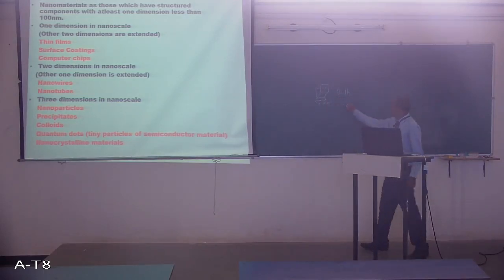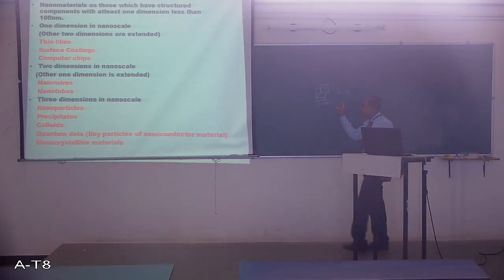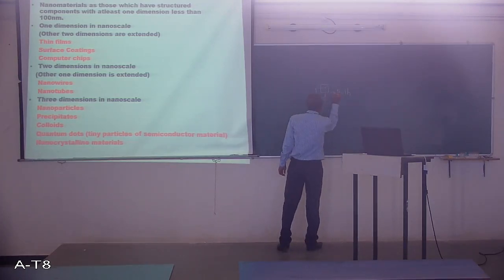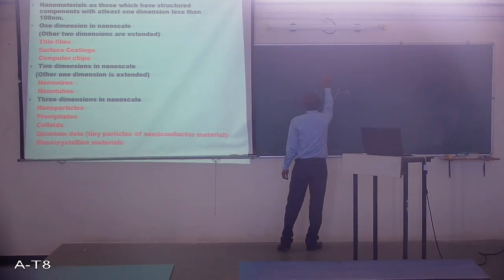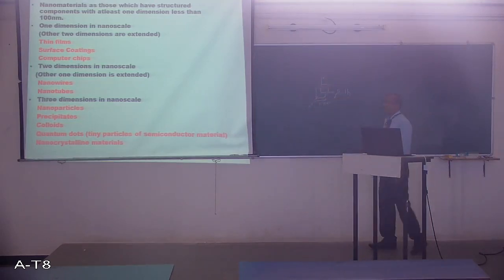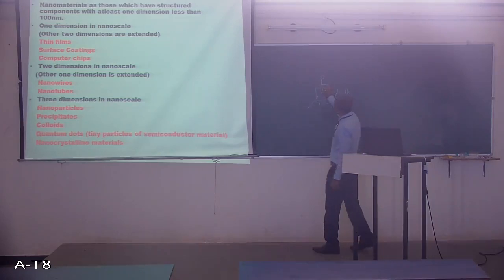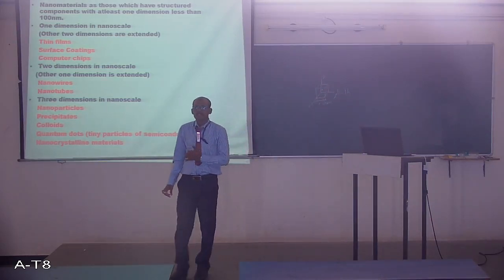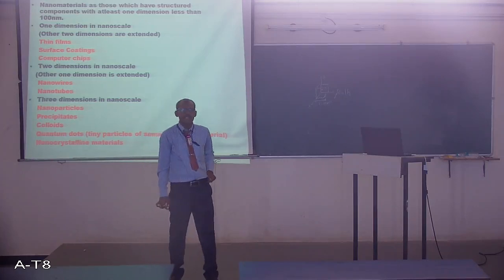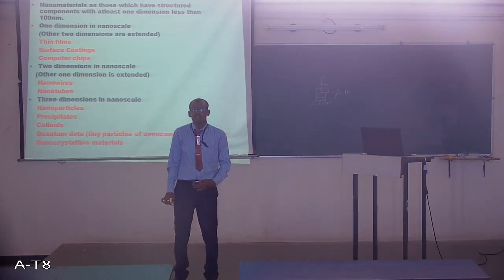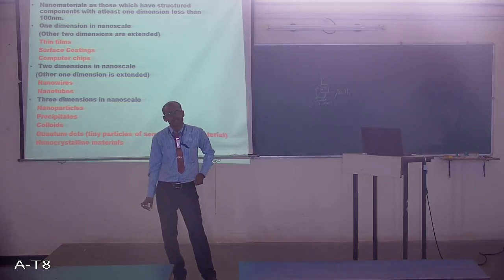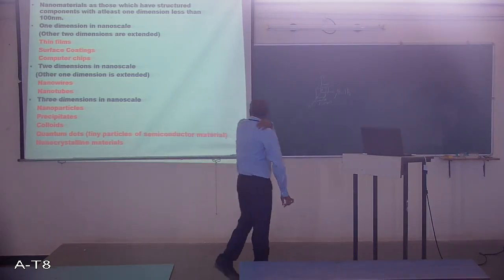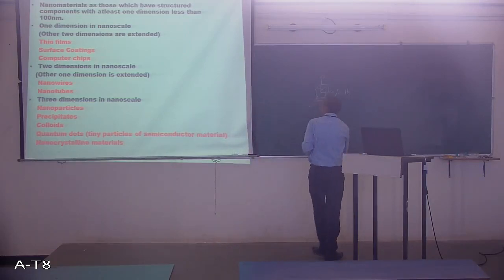So in the bulk case, we have x coordinate, y coordinate, and z coordinate. If a particle within the box has a size of less than 100 nanometer, such particles are called nanoparticles. That is the dimension of that structure.